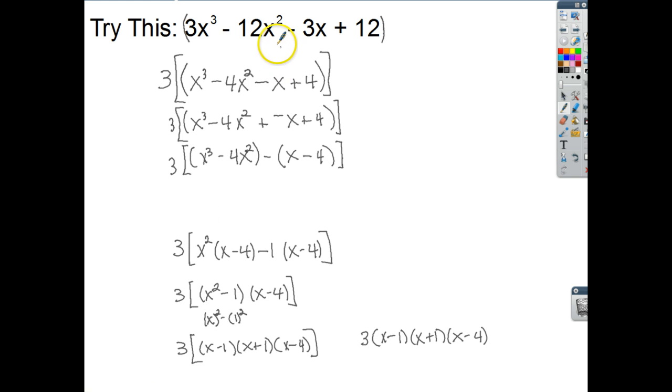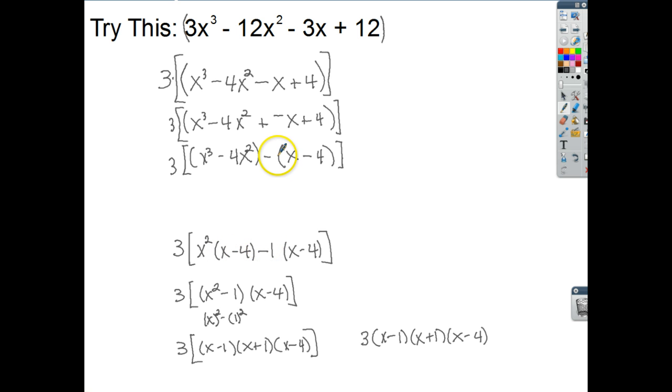Okay, this one had a little different twist to it because if you'll notice, all of these terms have a common factor of 3. First thing you have to do when you're factoring is take out a common factor. So you take this 3 out, and from then on I'm working within a set of brackets that has a times 3 on the outside. So I take the 3 out and I get x cubed minus 4x squared minus x plus 4. I go ahead and change this to add the opposite, put the parentheses in, take out the common factor here. In this first binomial, the common factor is x squared. I'm left with x minus 4.